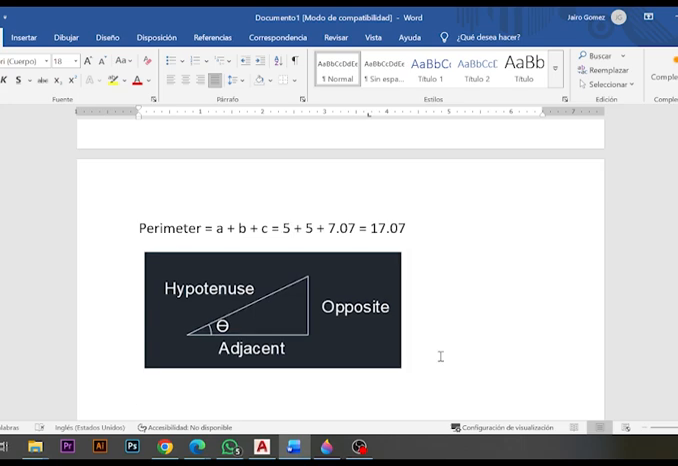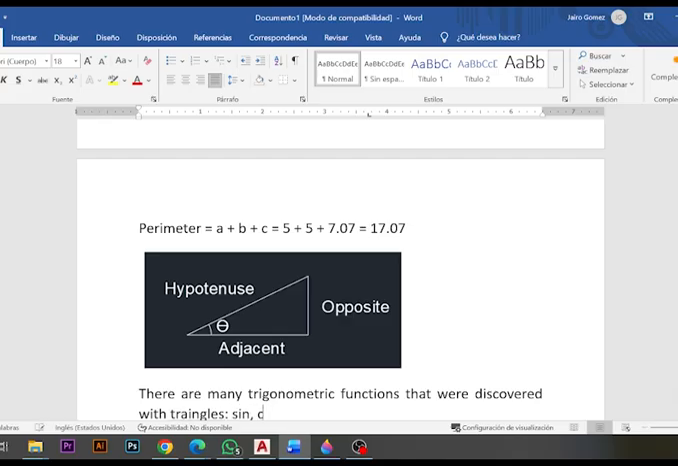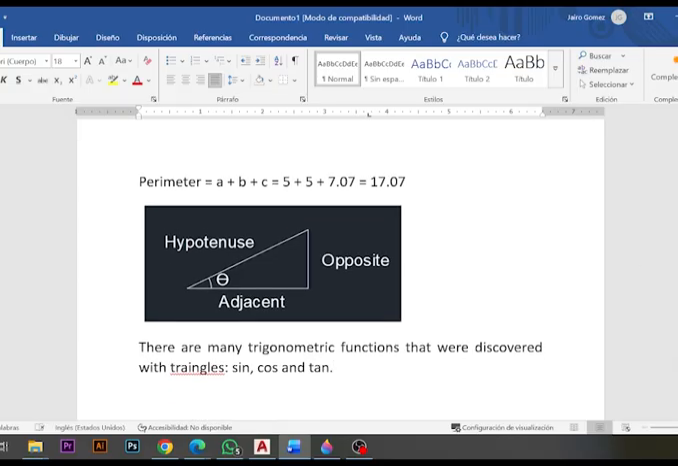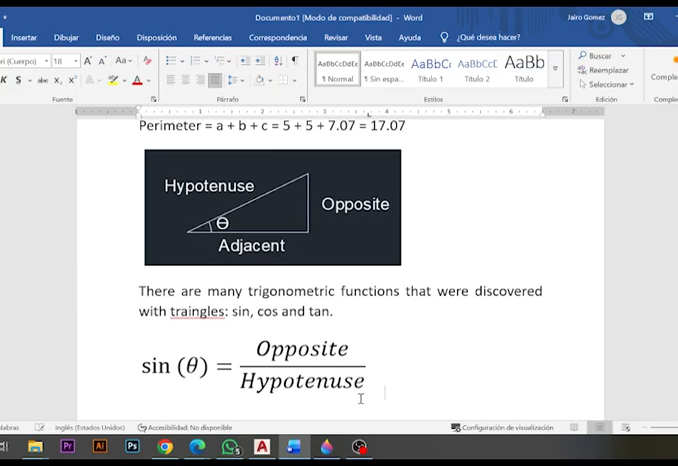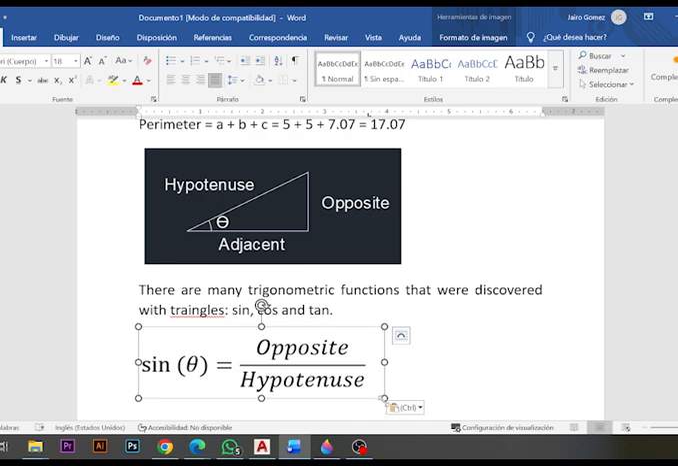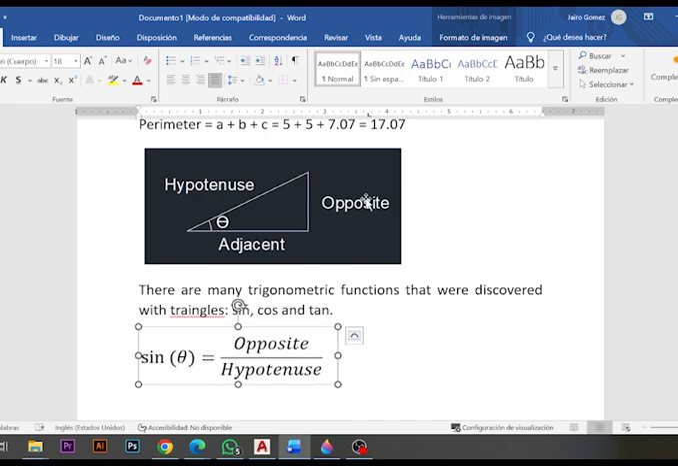There are many trigonometric functions that were discovered with triangles: sine, cosine, and tangent. You might be asking yourself, what are these relations? Let's start with sine. Sine is basically opposite over hypotenuse.